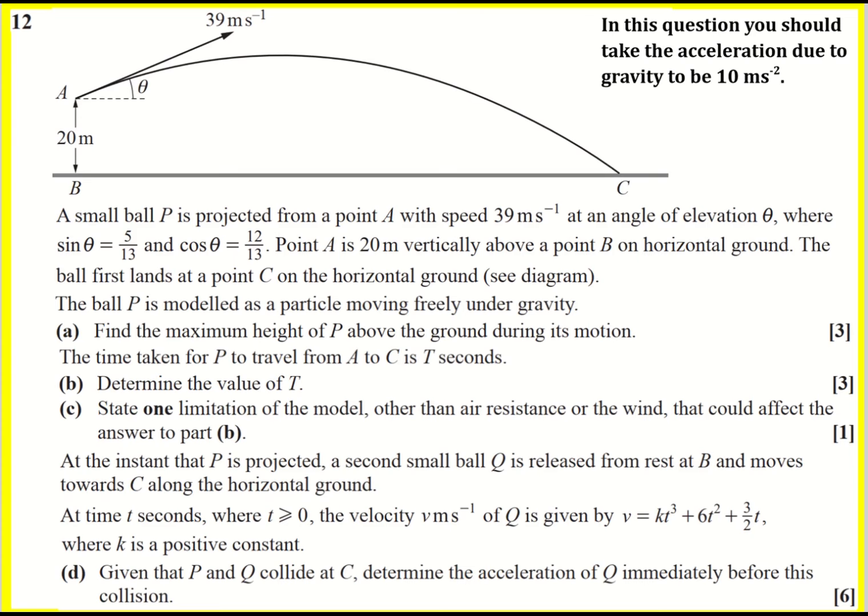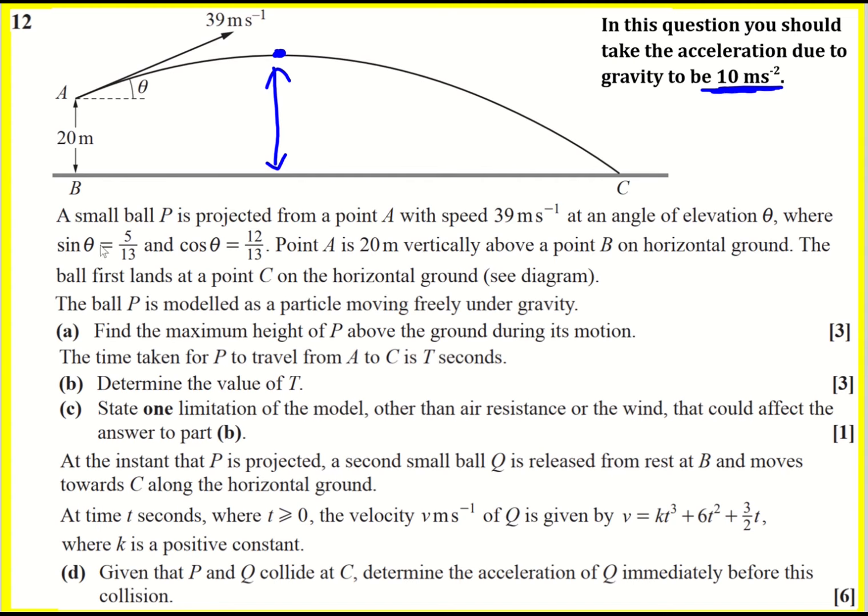Projectile motion question here. Just want to draw your attention to the fact that we're going to be taking gravity to be 10 meters per second squared rather than the normal 9.8. We are starting above the ground and then firing off at an angle, 39 meters per second at an angle of theta, and then it hits the maximum height here above the ground. That's what we're going to be finding out in part A. Comes back down, hits the ground at C.